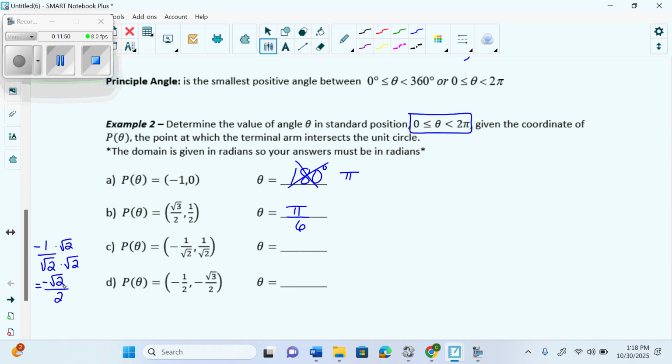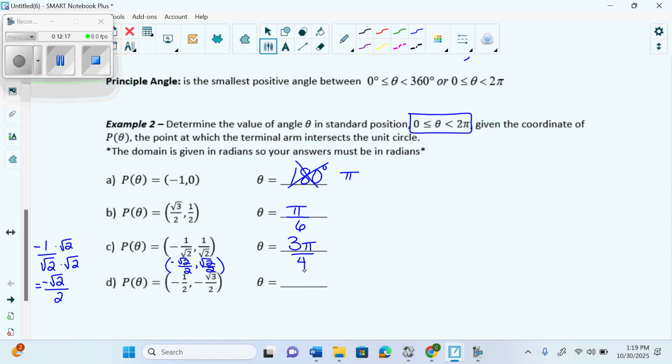So this coordinate is the same as negative root 2 over 2 and root 2 over 2. What quadrant is your x positive and your y negative? Try again. What quadrant is your x negative and your y positive? I said quadrant 2. At the 45 or the pi over 4 reference angle. So it is at?